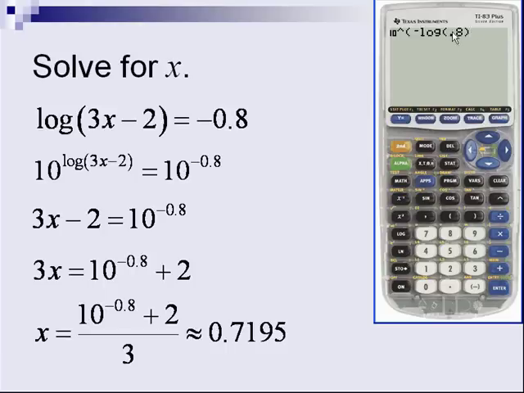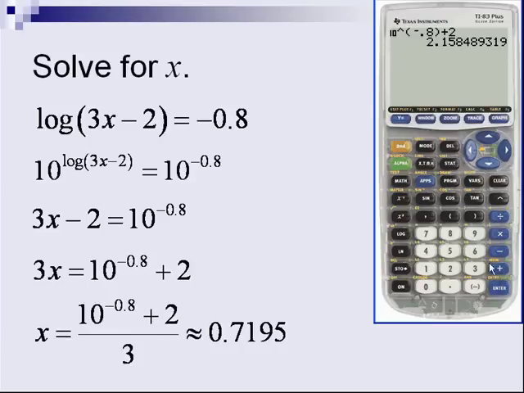Alright, so I got, what is that? I don't know what that is. Clear. Alright, so let's try that again. So 10 to the negative 0.8. I think I was trying to type on my keyboard. It didn't work. So 10 to the negative 0.8. Close that exponent off. And then we'll add 2. See what that gives us.